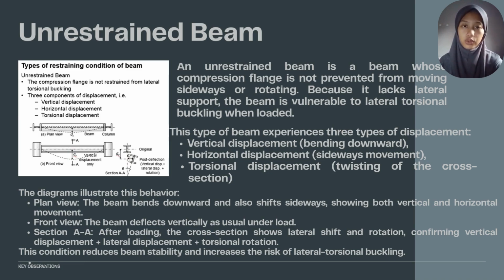behavior. In the plan view, the beam bends downward and also shifts sideways, showing both vertical and horizontal movement. For the front view, the beam deflects vertically as usual under load. Section A to A. After loading, the cross-section shows lateral shift and rotation, combining vertical displacement plus lateral displacement and torsional rotation. This condition reduces beam stability and increases the risk of lateral torsional buckling.